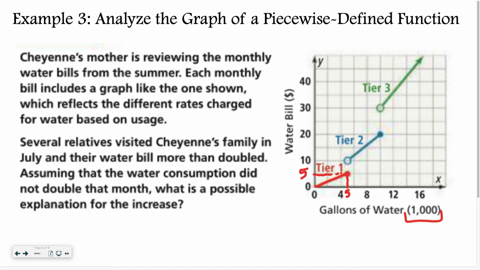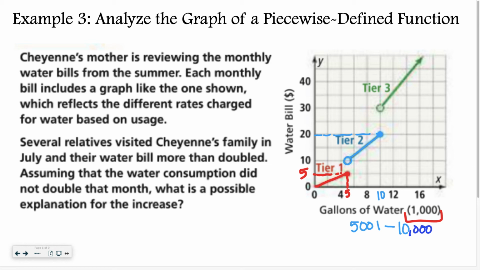If, however, we use more than 5,000 gallons of water, this open circle tells me that if we use 5,001 gallons of water, all the way up to 10,000 gallons of water, that's 5,001 through 10,000 gallons. If we use 10,000 gallons of water, that's going to be $20.